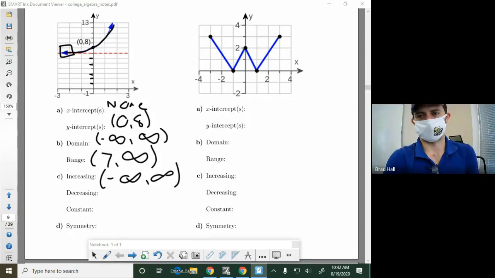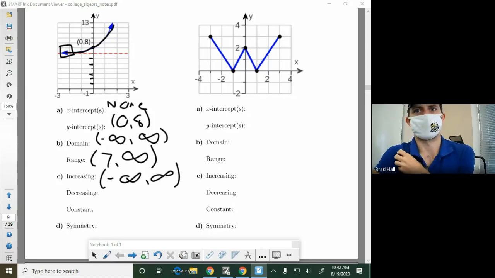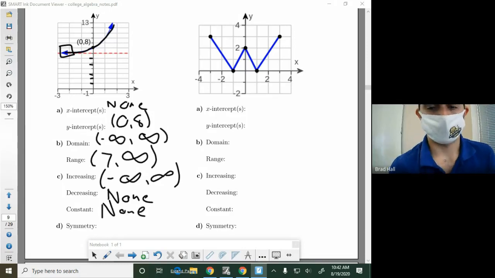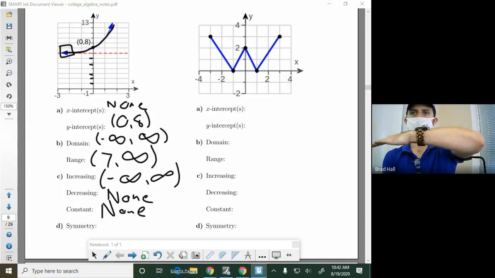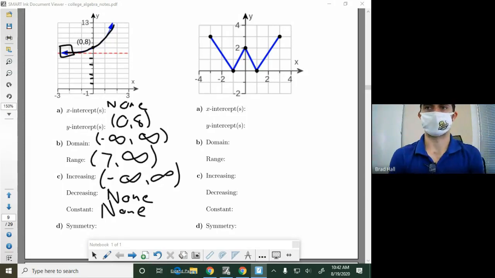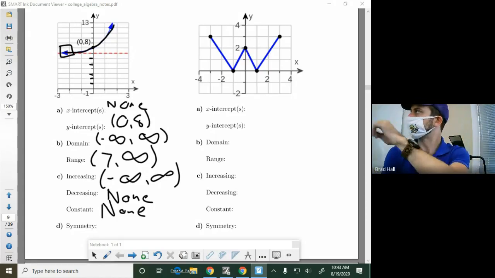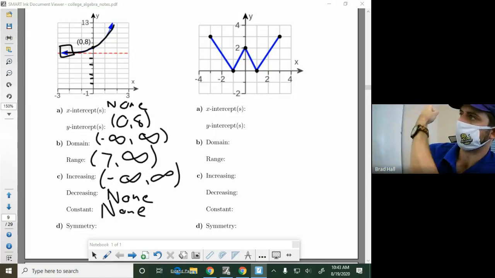And this will make more sense with that W problem that's coming up next about where these intervals come from. If it's increasing everywhere, then that means it cannot decrease anywhere. So none and none, because constant means the graph flatlines at some particular spot, which it does not, as I mentioned earlier. It's always increasing.